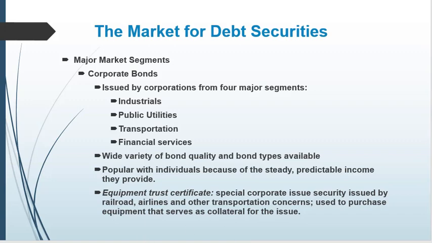Obviously, there are a great variety of corporate bonds available. They typically break them down into some categories, right? Industrials, public utilities, transportation, financial services. All of these segments have different characteristics, different average yields, etc.